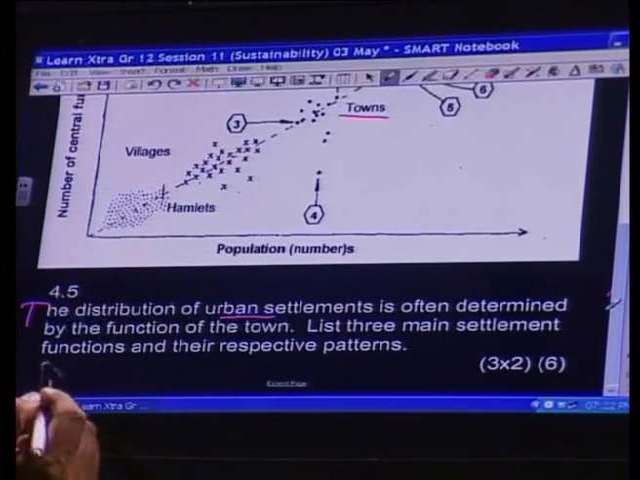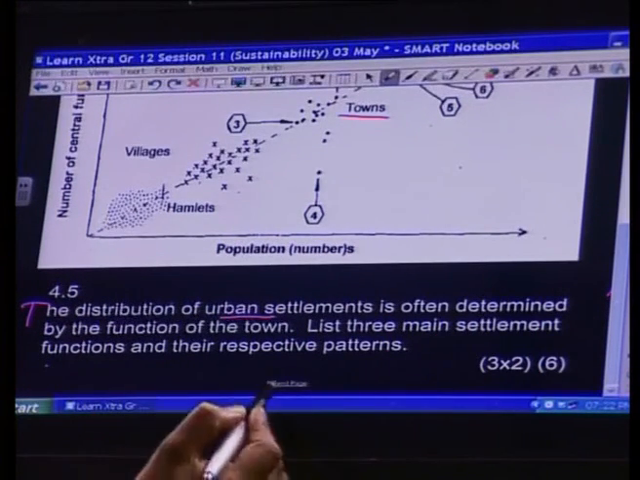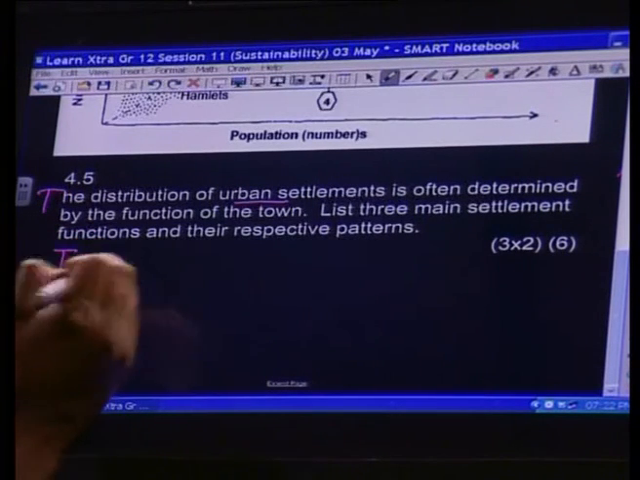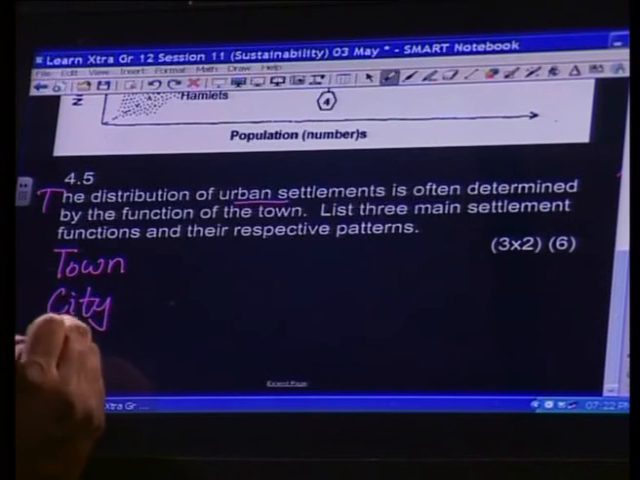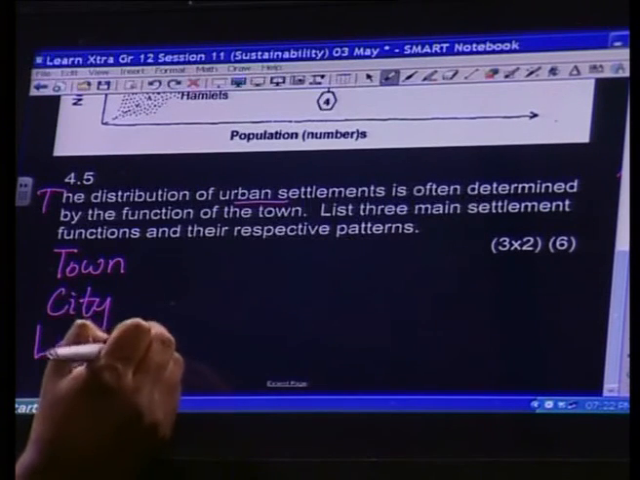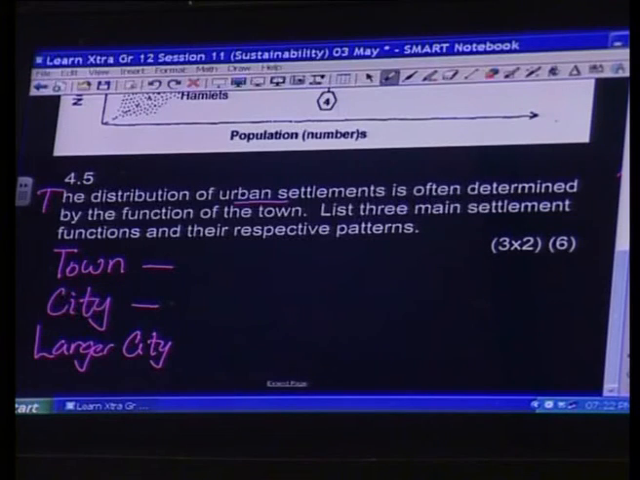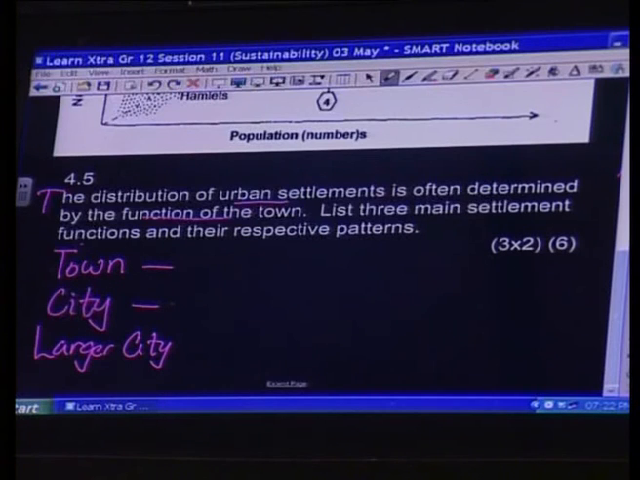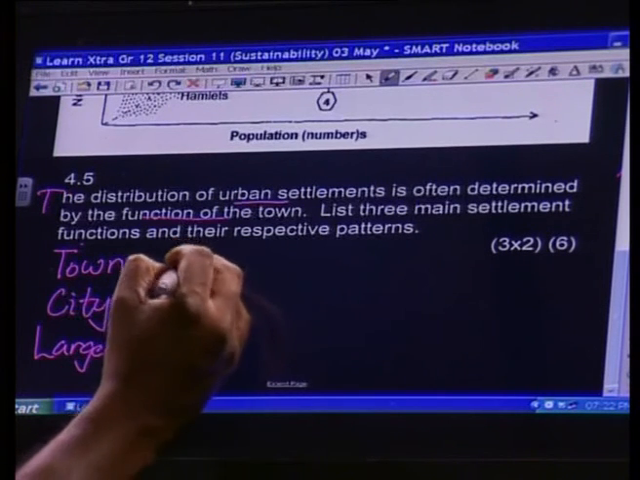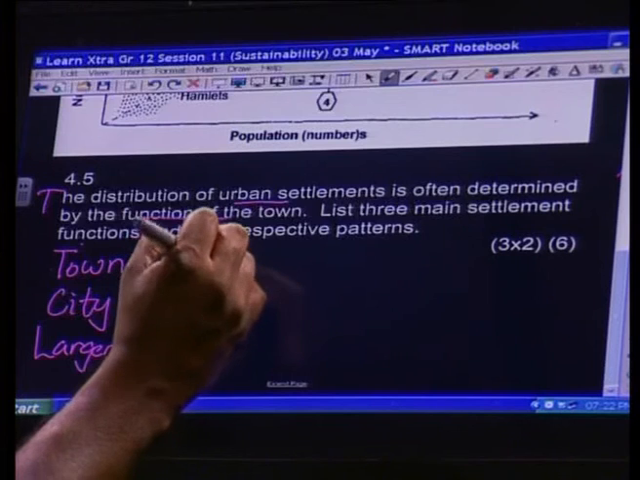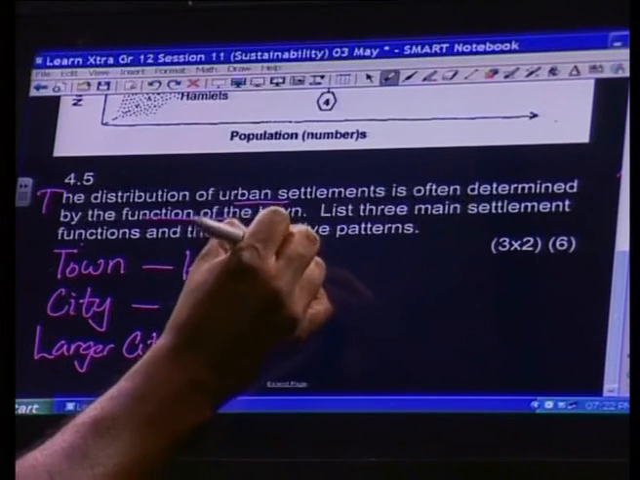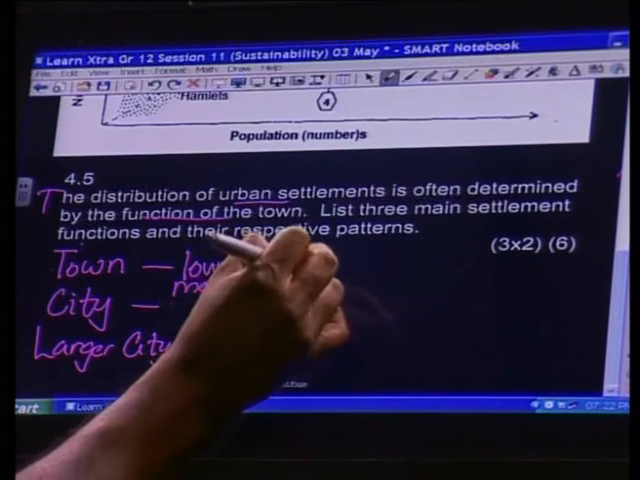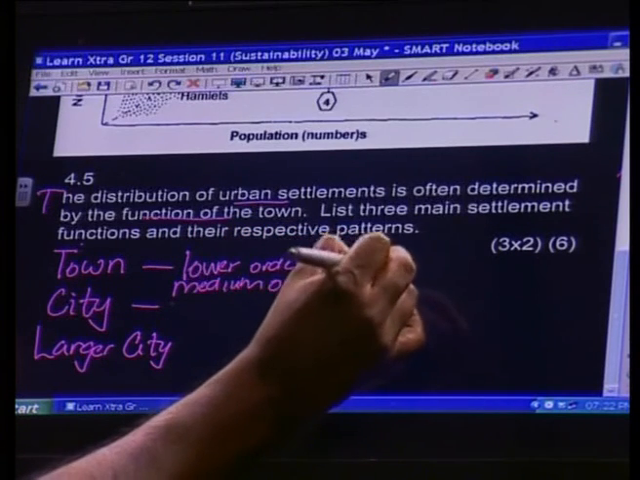List 3 main settlement functions and their respective patterns. In terms of this, we would look at our town, our city, and our large city, is often determined by functions of the town. List 3 main settlement functions and their respective patterns. In terms of the town, you would have lower order, medium order, as well as higher order.